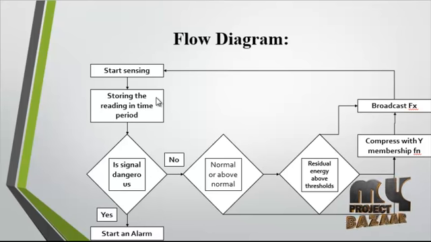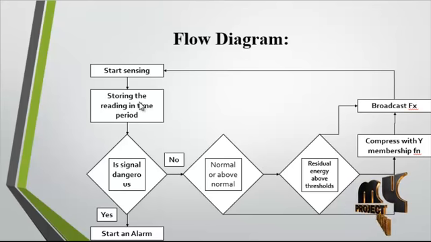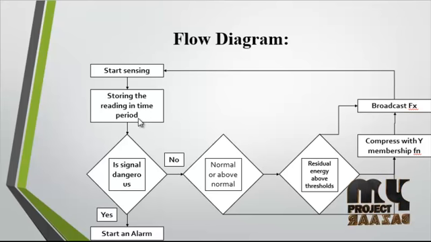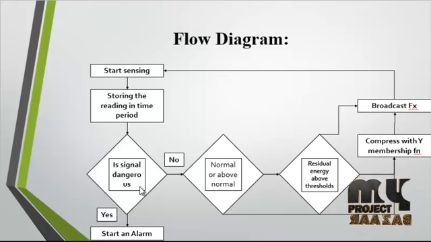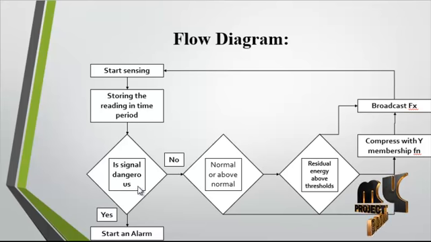Now we discuss the flow diagram for the process. At first, the signal is generated and then sensing starts. After sensing the region, the readings are sorted by time period. That is, the amplitude values are sorted according to the time period. Then check whether the signal is dangerous by the amplitude and the time. If the signal is dangerous, then set an alarm.